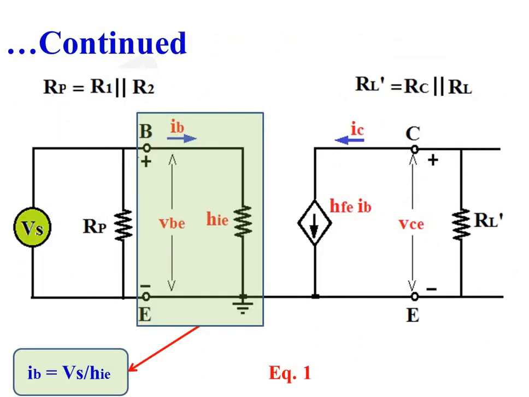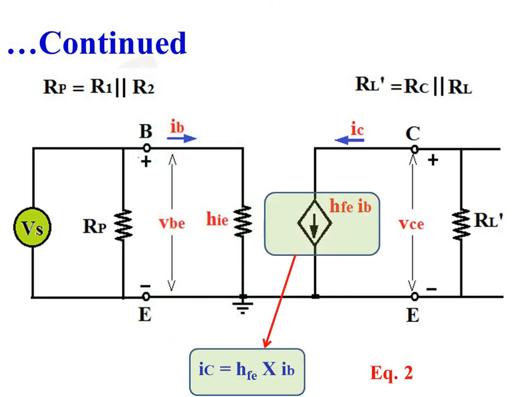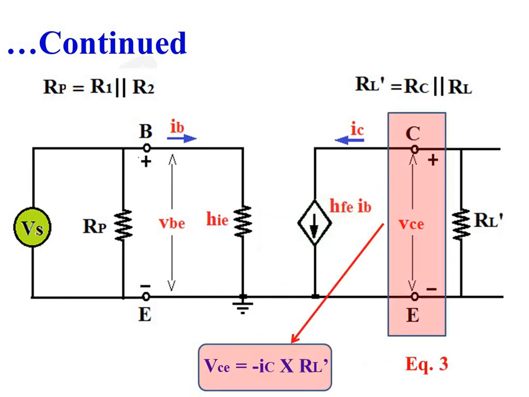So this is the small signal equivalent circuit of the RC coupled amplifier. So here we can write base current IB is equal to Vs divided by hie, equation number 1. Collector current IC is equal to hfe into IB, equation number 2. Now output voltage V0, look at the polarity of output voltage V0. Collector of transistor is positive with respect to emitter of the transistor. This polarity is possible if and only if current flows through resistance RL from collector to emitter. That means current flow through RL dash is equal to minus IC.